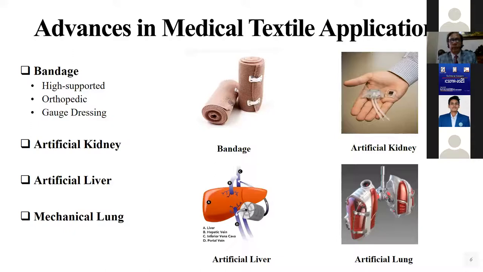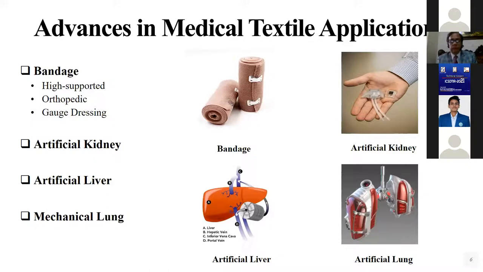Firstly, we got bandages. Various kinds of bandages are innovated and designed to perform specific functions. Some of them are high-supported bandages, orthopedic bandages, and gauze dressing bandages. Then an artificial kidney provides the benefit of continuous blood filtration. It is made of hollow hair-sized cellulose fibers or hollow polyester fiber.